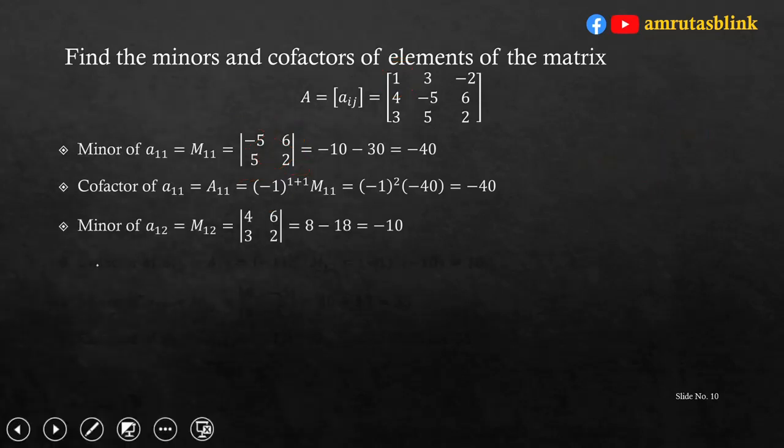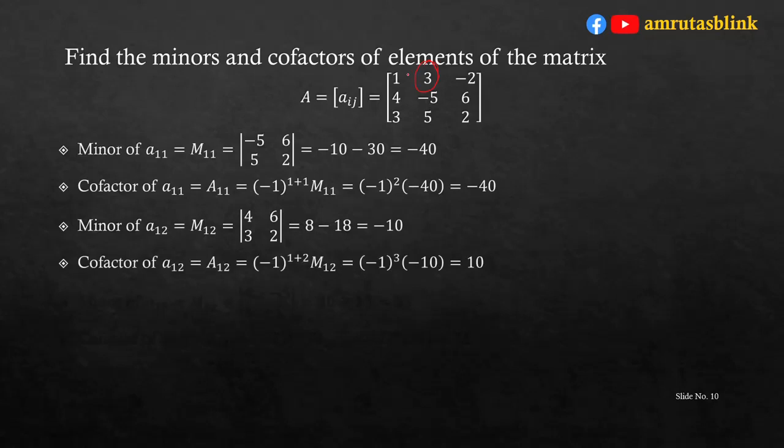Now, we will move to the next element, the minor of the element A12, that is the minor of element 3, is equal to determinant 4, 6, 3 and 2. So, 4 into 2 is 8 minus 6 into 3 is 18. Hence, 8 minus 18 is equal to minus 10, and the cofactor of this A12 is equal to minus 1 raised to 1 plus 2 into M12, that is minus 1 raised to 3 into minus 10, is equal to plus 10.